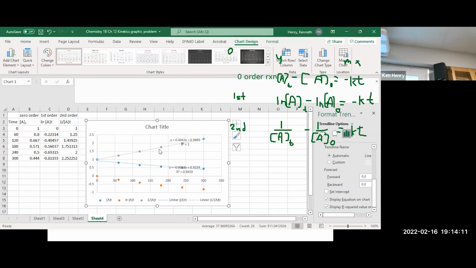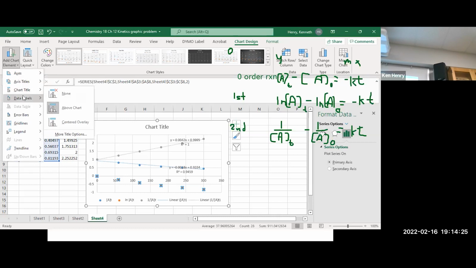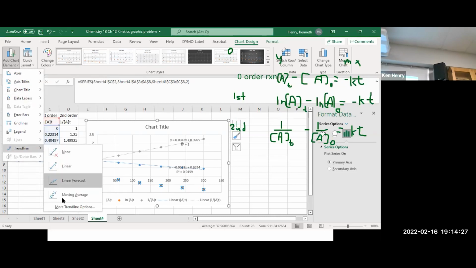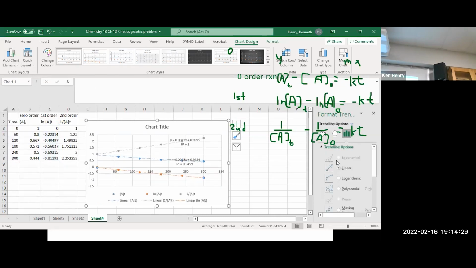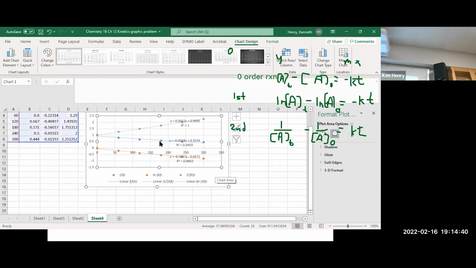So that was for A. Then I'm going to select this one here. Trend line, more, select display equations. Okay, so now we have all of our equations.